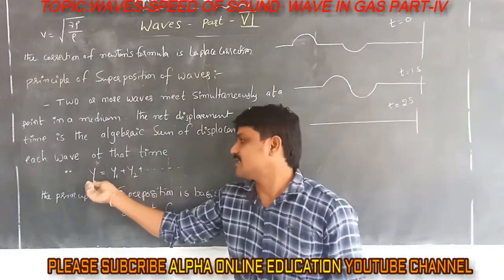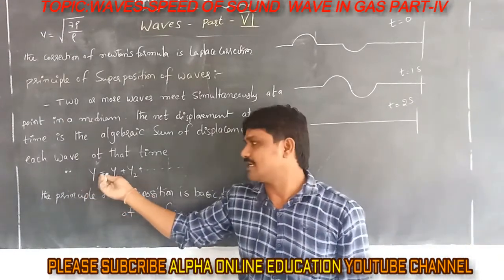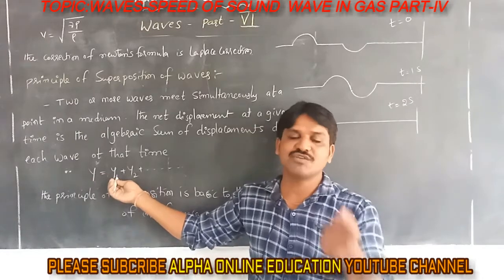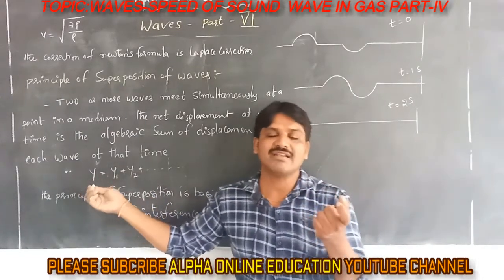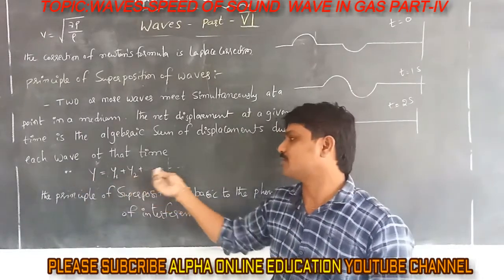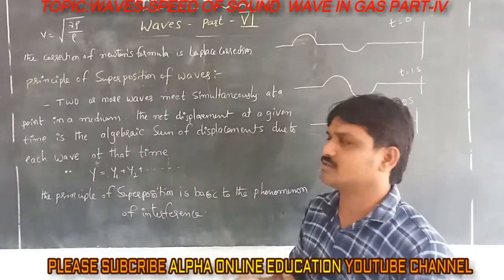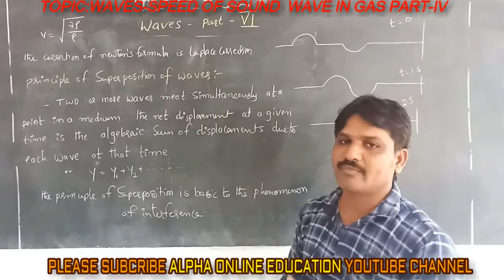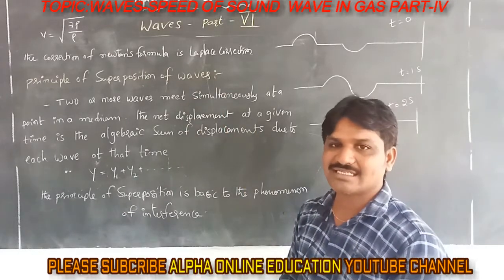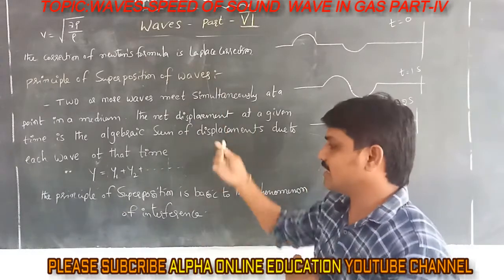Here y is taken as the net displacement and y1, y2, up to yn are the individual displacements of waves traveling in a medium. If two or more waves are present in the medium and meet simultaneously at a point, then we can write the equation.